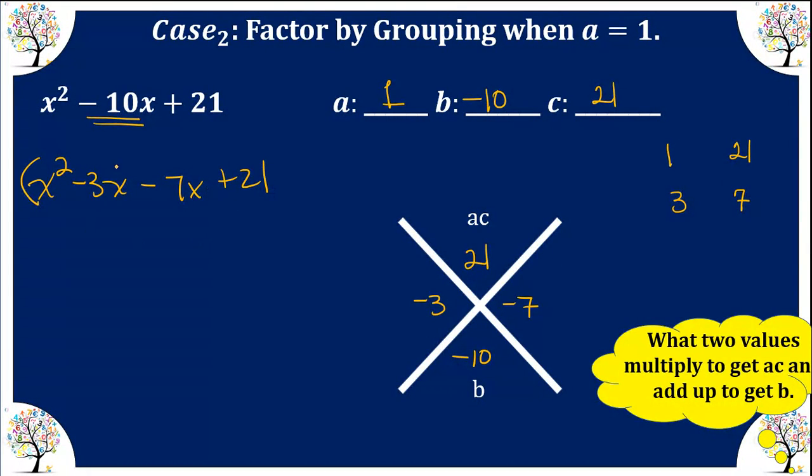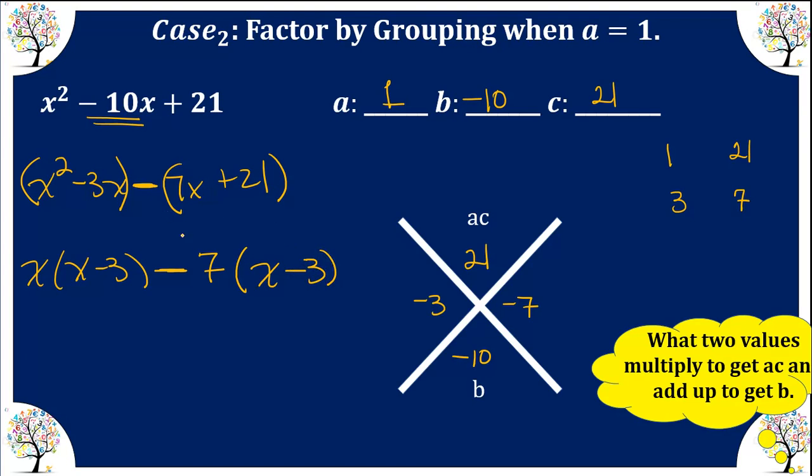The next step, group the first two and the last 2 terms. Notice I still have subtraction between these two. Factor out the GCF. Seven, I'm going to divide out a 7, and it ends up being a negative 7, so be careful here. I'm going to be left with x and then minus 3.